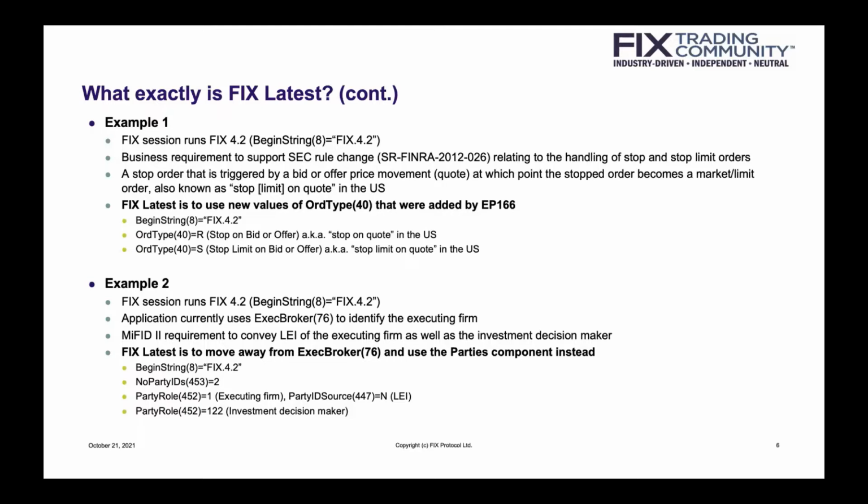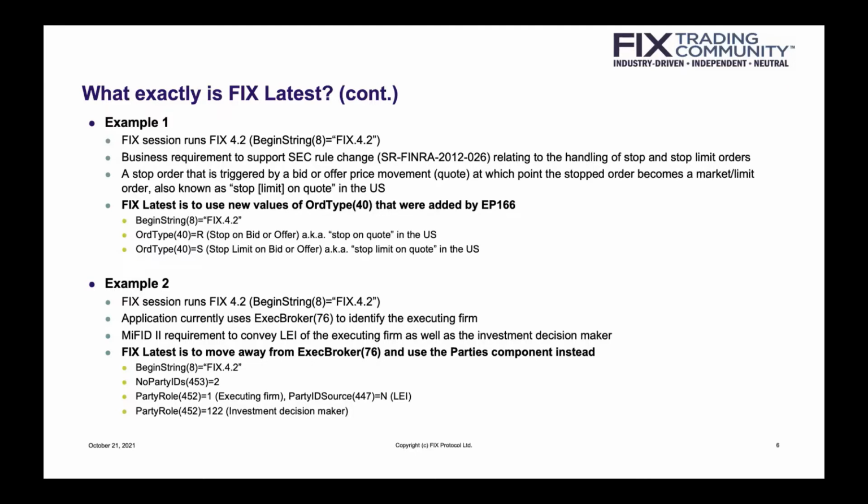So the business requirement is assumed to be requiring support for an SEC rule change, handling of stop and stop limit orders. You need to have something to express that you have a stop on quote or a stop limit order on quote. And extension pack 166 was actually the one that added that to FIX. And so it's a valid value, R and S, from the order type field, tag 40. And you could simply just use that, even though that was not introduced with FIX 4.2.